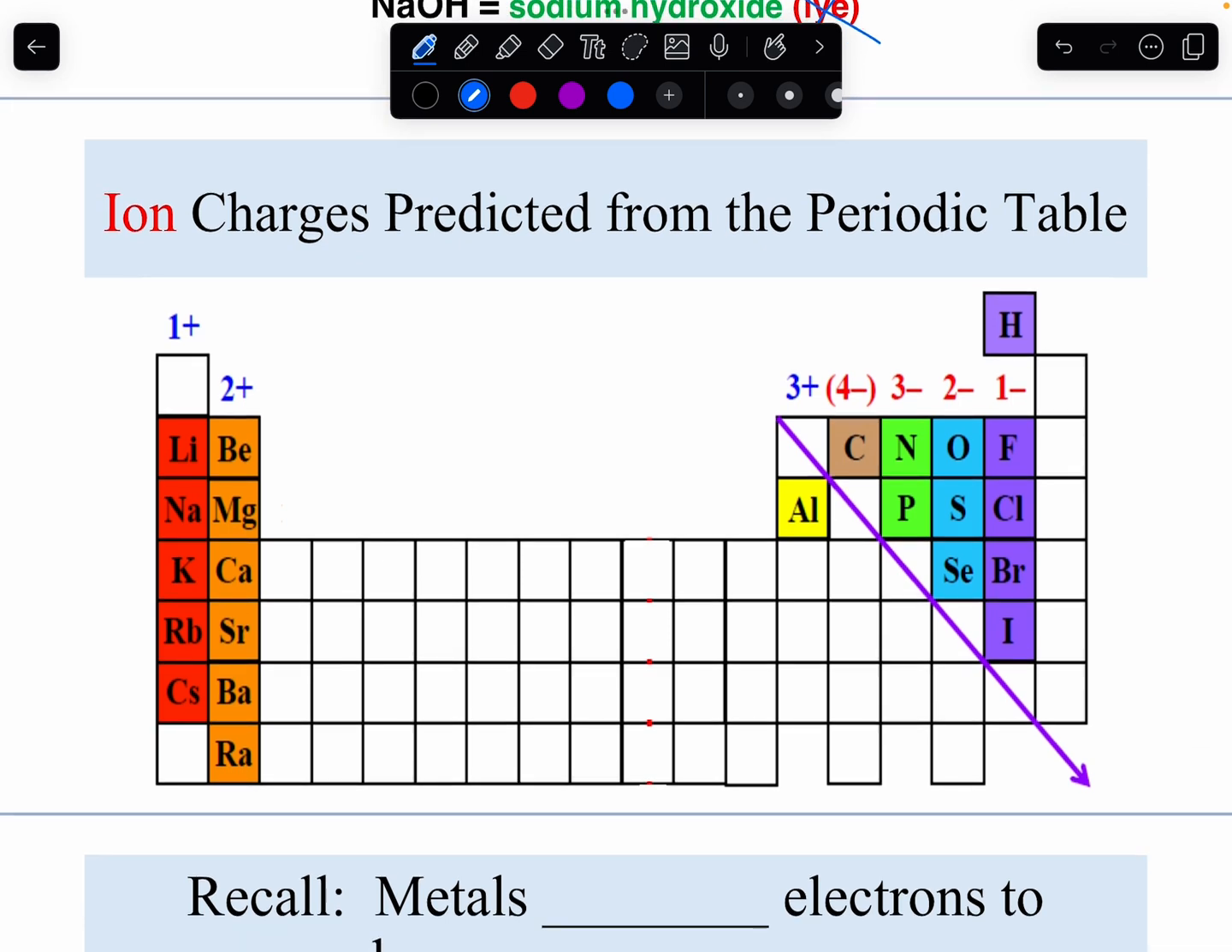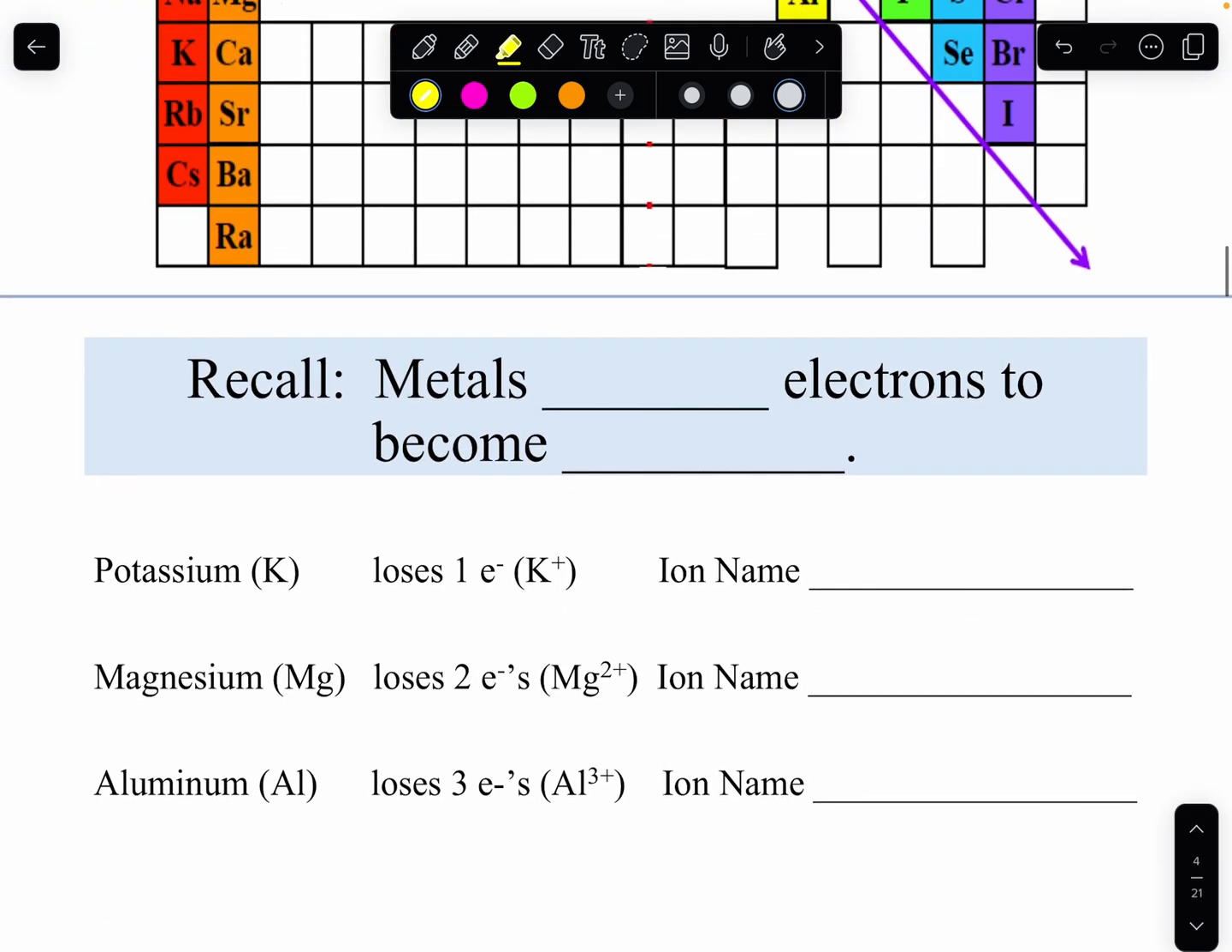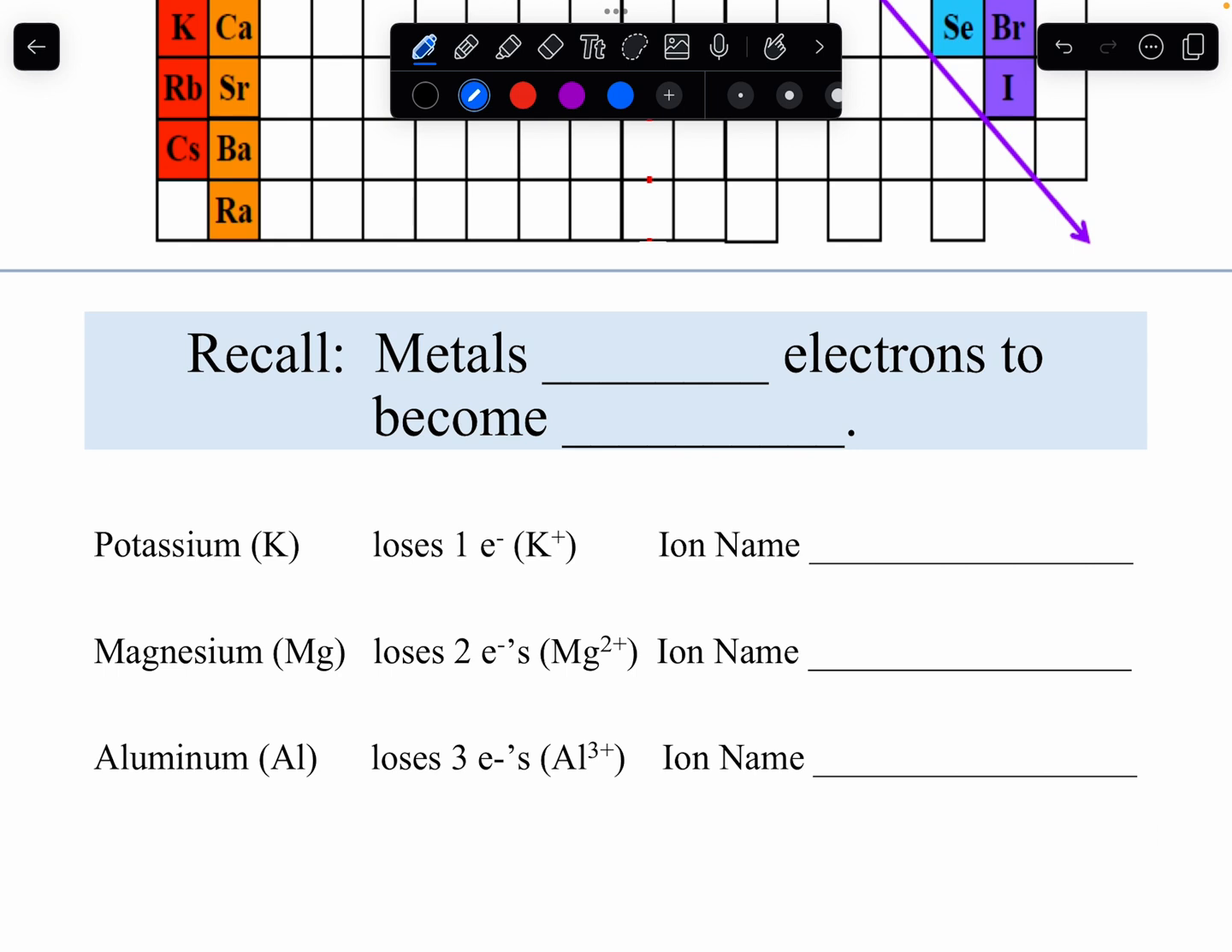Now this is a review from last chapter. We know the charges of group 1 is +1, group 2 +2. We know +3. We know this one to be plus or -4. We won't really use that too often. -3, -2, and -1. So we're going to continue to use that in our formula writing and naming. Metals actually always lose electrons. So literally they're given to the nonmetal when they form their ionic bond, and they become cations.